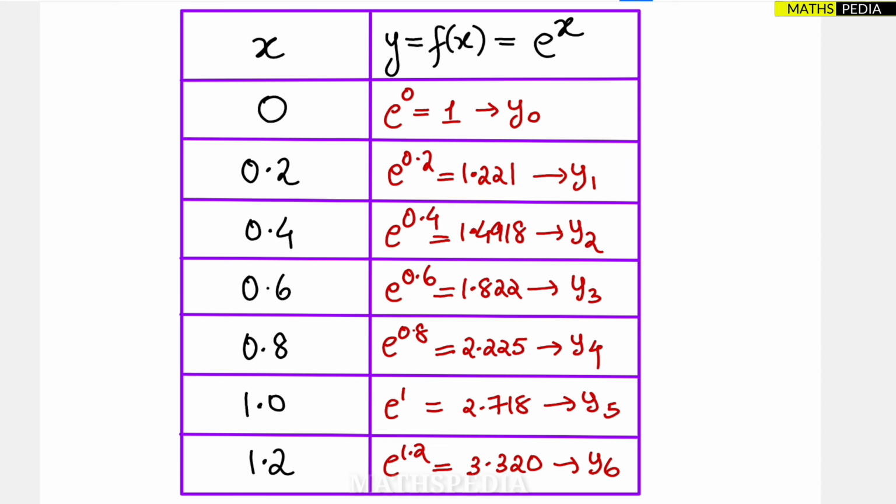Simple. Now the second column is where you have to find the corresponding value of y, that means y is equal to e power x, we know. In this you have to substitute the corresponding x values. So first, 0 is there, so the corresponding y value I have to find out. So e power 0, in place of x put 0, which is equal to 1, which is nothing but y0. So always remember the first value is denoted by y0, the rest of the values will be y1, y2, y3, y4, till whatever values we are getting. The last upper limit x value is 1.2, so e power 1.2, which is nothing but the last value, y6.